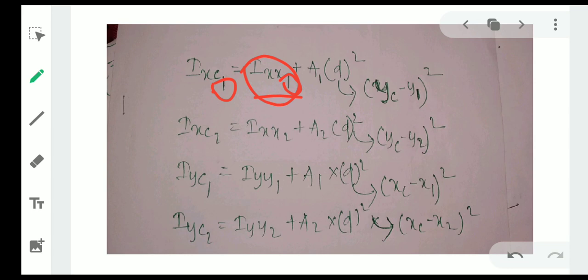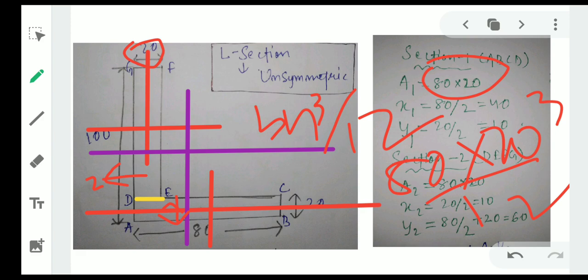So we have to take the y distance because we are calculating the moment of inertia about the x axis. So x axis means y distance. Okay, so this will become yc minus y1. Simple.